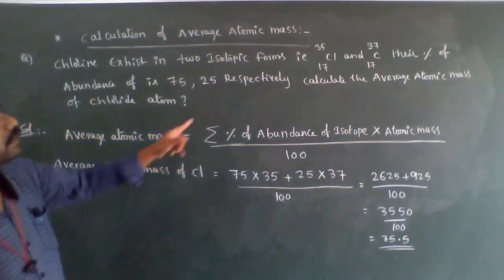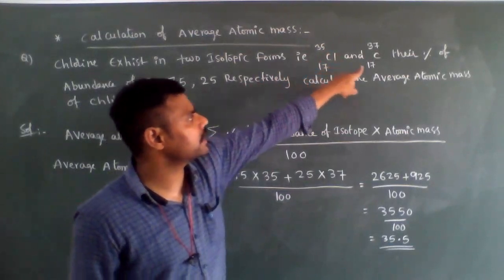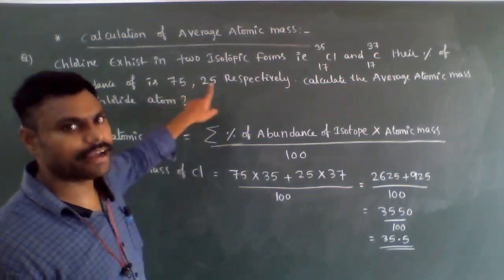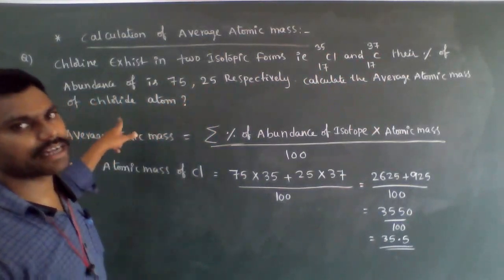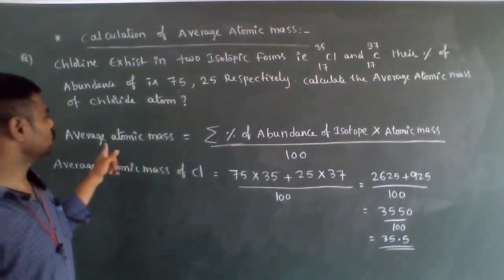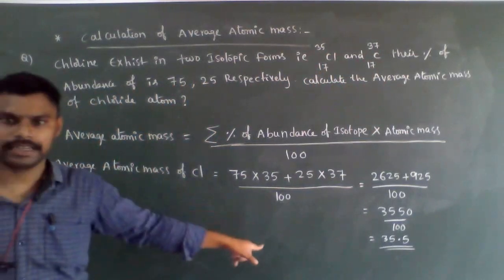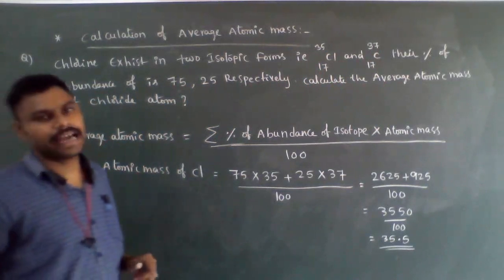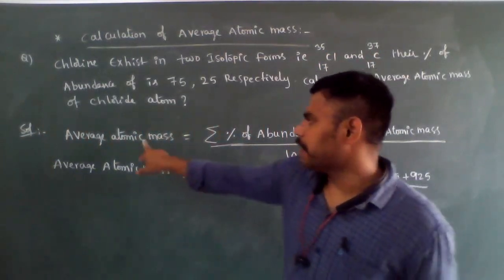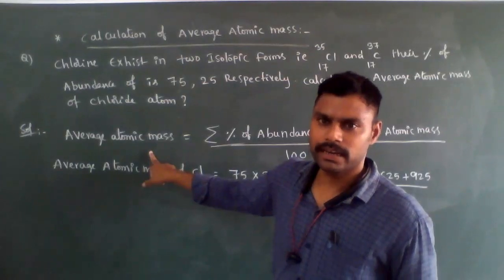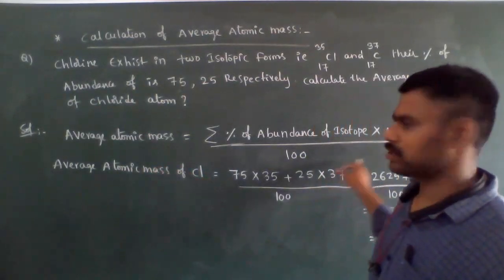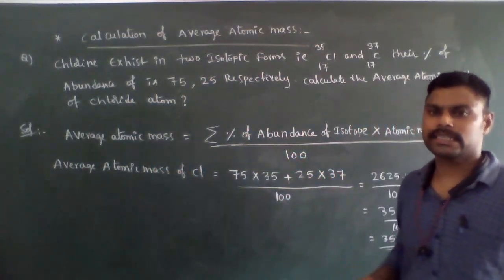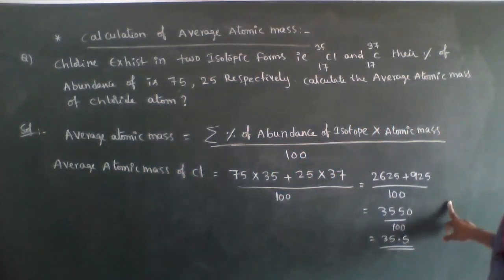Okay, in examination they give this data: chlorine 17-35 and 17-37, their percentage of abundance 75 and 25 respectively, and ask to calculate the average atomic mass. Then we just use this formula and substitute the values. Sometimes the average atomic mass is given along with the isotopes, and we need to calculate the percentage of abundance of each isotope. Understood? Clear?